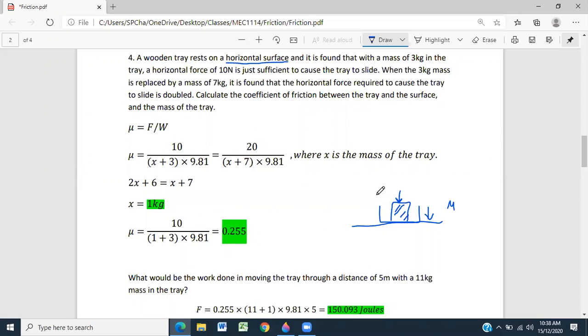But the weight now is something modular, because it's comprised of two things: the weight of the tray plus the weight of the mass inside the tray. So now, even though the tray is contacting the surface, how much force holds these two things together? The force holding the tray to the surface varies with respect to the weight.